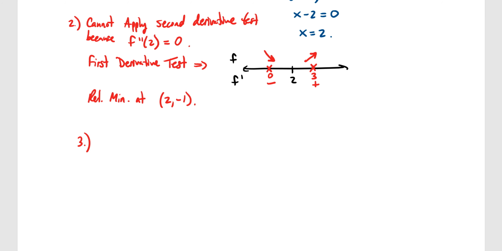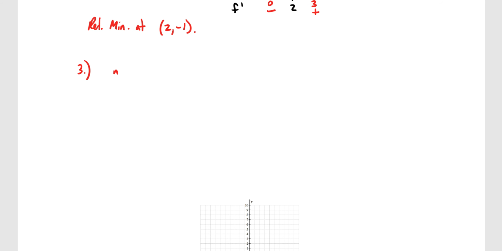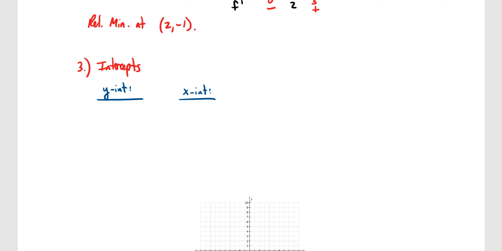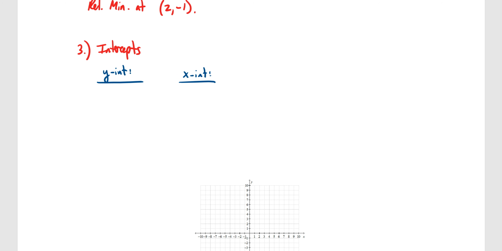And for this next one, let's just find the intercepts. So let's go ahead and find the x and y intercepts. Finding the y-intercept is evaluating f of 0. So f of 0 is going to be (0 minus 2) to the fourth minus 1. That's going to be 16 minus 1, so 15. That's the y-intercept, which isn't on our graph.